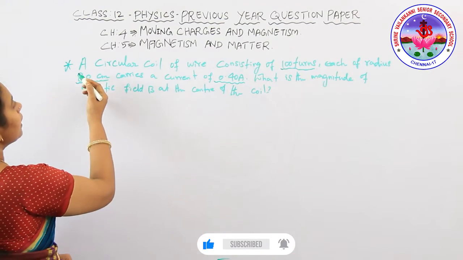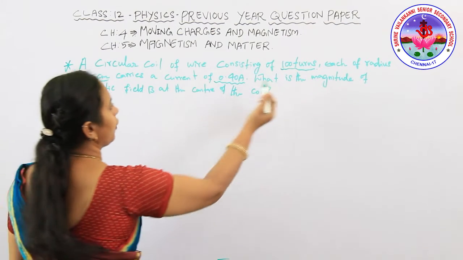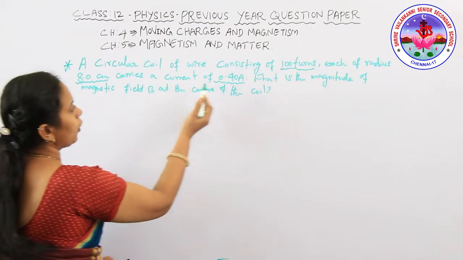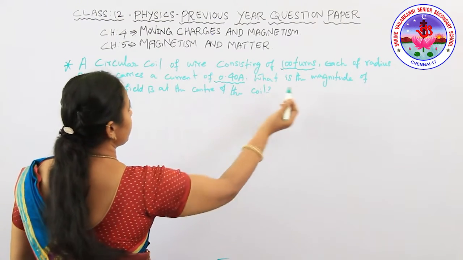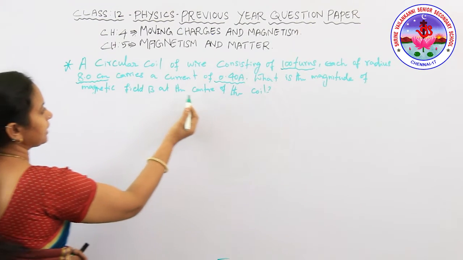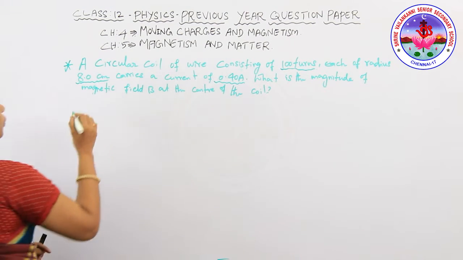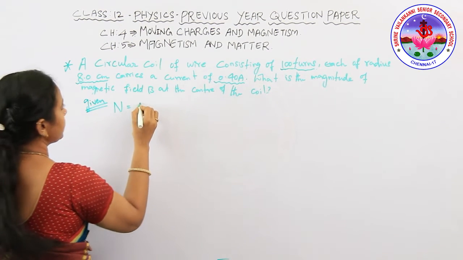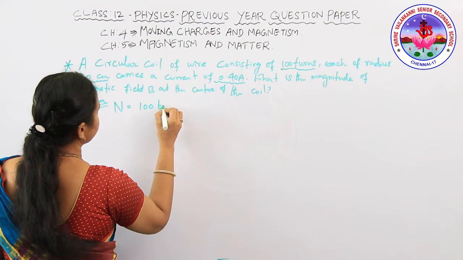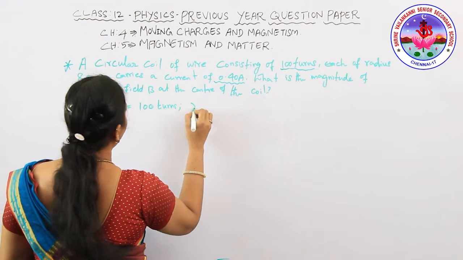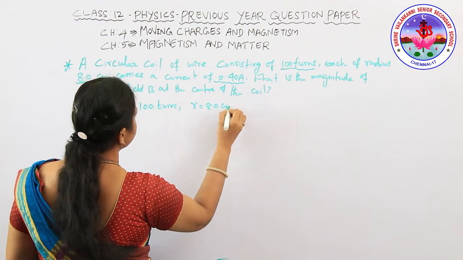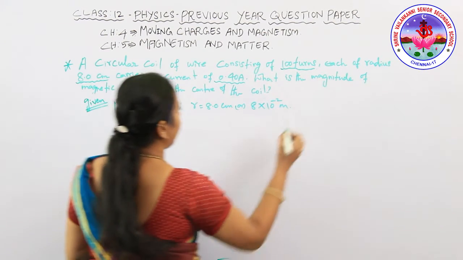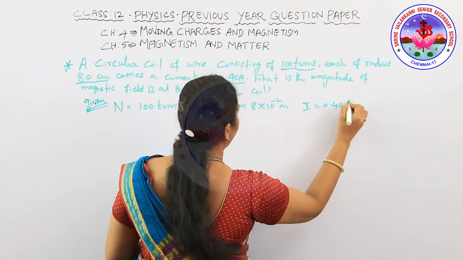So next question, a circular coil of wire which consists of 100 turns, each of radius 8.0 centimeter, carries a current of 0.40 ampere. What is the magnitude of the magnetic field B at the center of the coil? First write what is given in the question. The number of turns is 100, the radius R is equal to 8.0 centimeter, or you can write 8 into 10 power minus 2 meter. The I value they have given is 0.40 ampere.